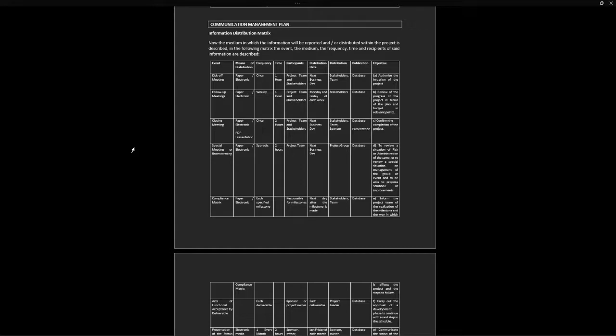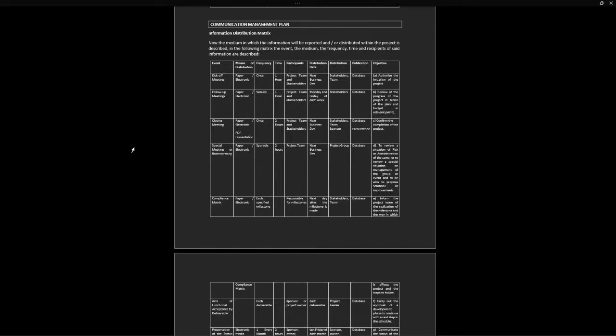We don't have an exact date for it because the project keeps suffering some small changes within the schedule. Distribution, we have the project group, publication on database, and the objective of it is to confirm the completion of the project. Then we have a special meeting, brainstorming. This one is inside. It's a meeting that's made inside a team. It's also distributed by paper and all electronic ways.